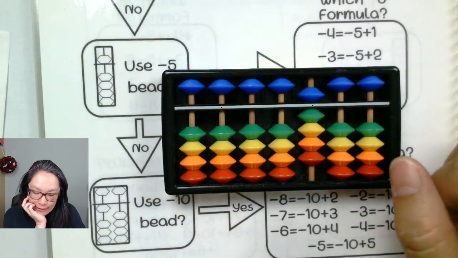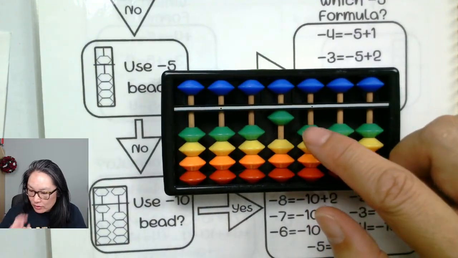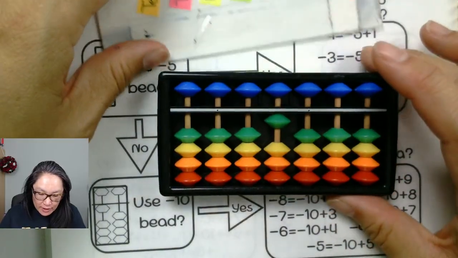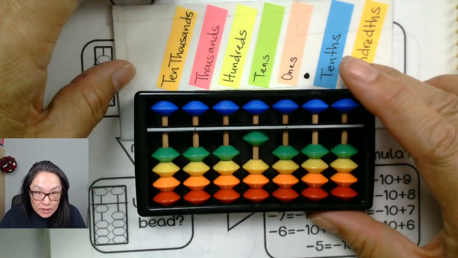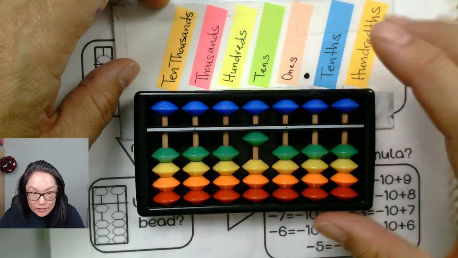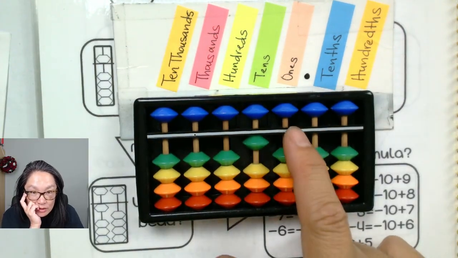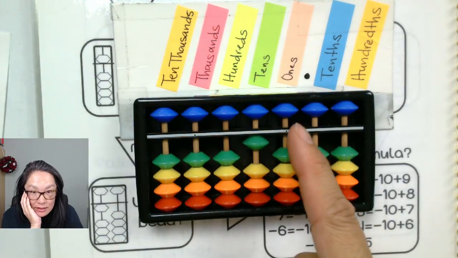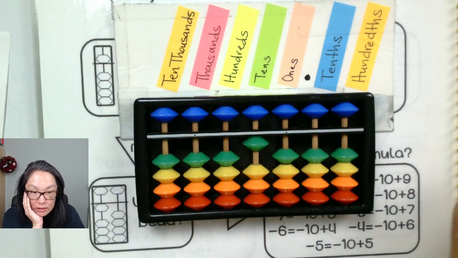So then what do we do for 10? 10 is this. How do we know? Because we have our place value. Every column is a place value. We have our ones, our tens, our hundreds, our thousands, our 10,000. We have a decimal. It sits between the ones and the tenths, just like money. So we have our tenths and hundredths.